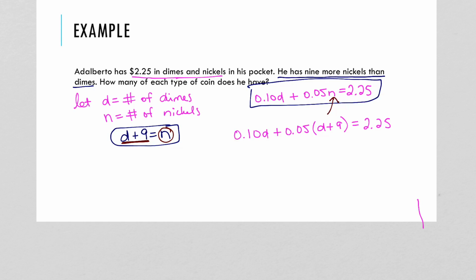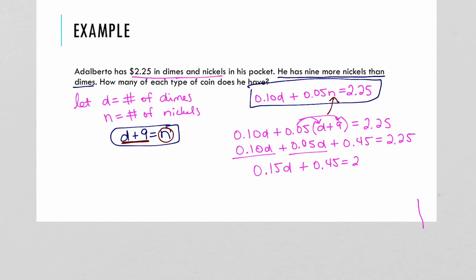Now to solve this for D, I'm going to distribute. So I've got 0.10D plus 0.05D, plus 0.45, remember 0.05 times 9 equals 0.45, equals 2.25. Now I'm going to add my like terms together. So I've got 0.15D plus 0.45 is equal to 2.25.